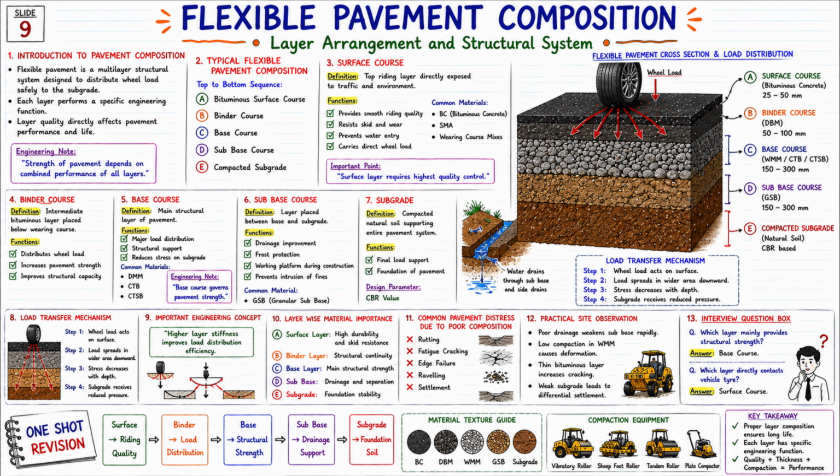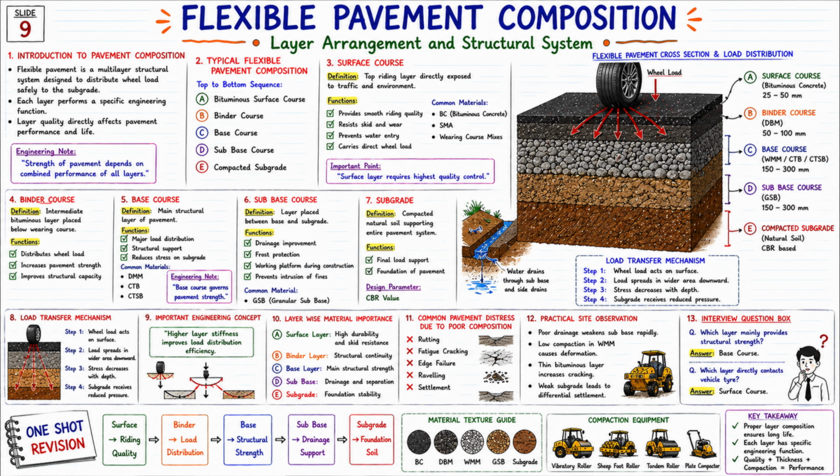Now let us look at the eighth topic: load transfer mechanism. Look at the left side diagram below. Red arrows show that stress is decreasing with depth. That is, higher thickness, lower subgrade stress. Now let us look at the ninth topic. Now an important engineering concept: higher layer stiffness improves load distribution efficiency. What does it mean? If the upper layers are strong, the stress will spread properly, and the subgrade will remain safe.